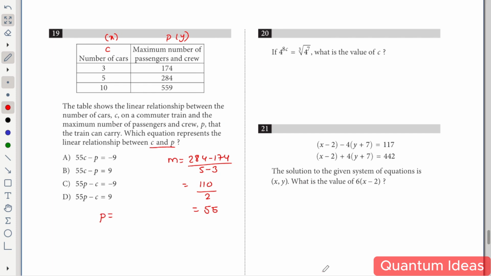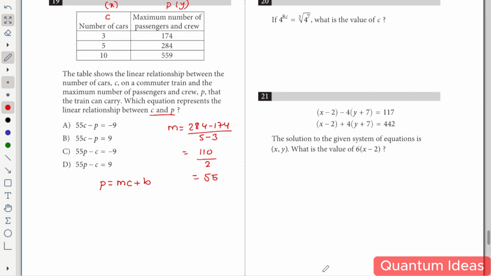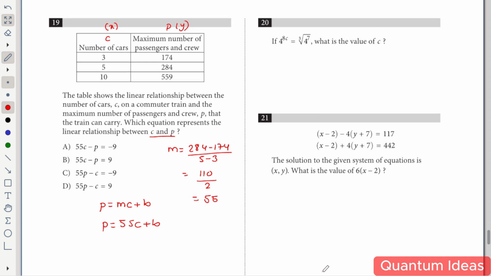P equal to mx plus some constant, let's write it as B. So you can see P equals 55C plus B, so we have to find B, that is the y-intercept. To find the y-intercept, we can plug in any point from here and solve it.